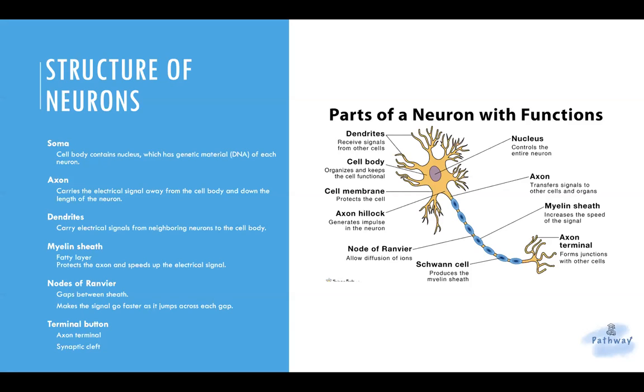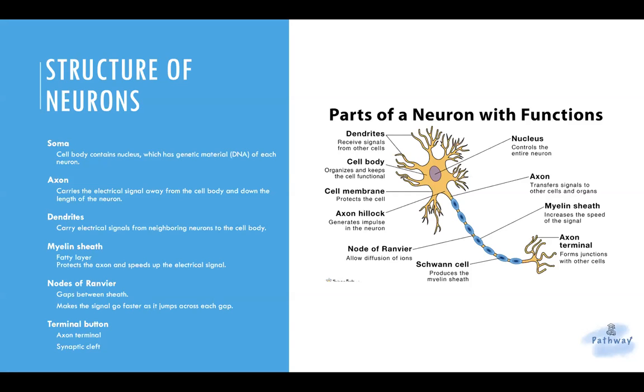The axon carries the electrical signal away from the cell body and down the length of the neuron. The axon is covered in a fatty layer called the myelin sheath. The myelin sheath is a fatty layer that protects the axon and also speeds up the electrical signal.